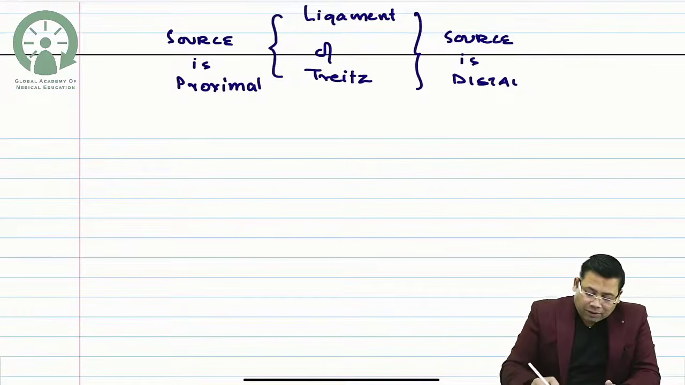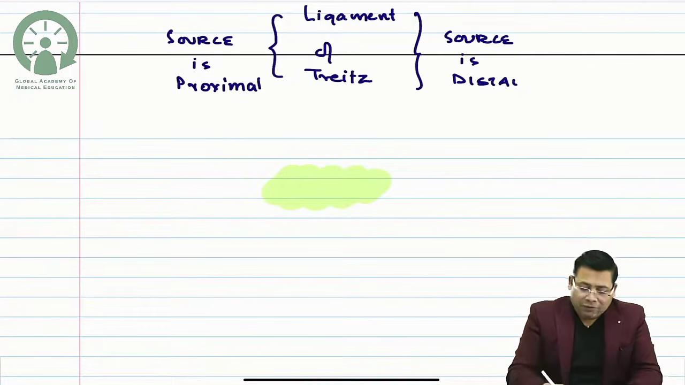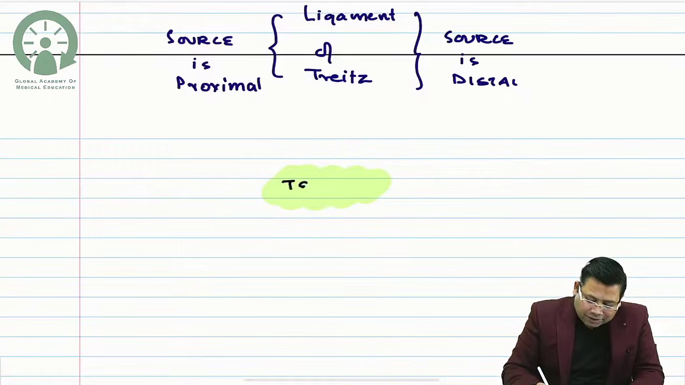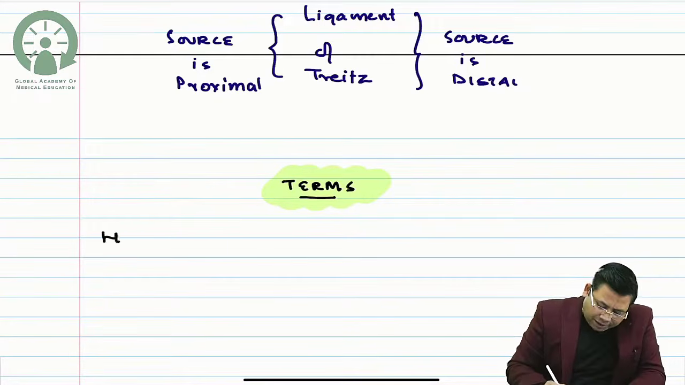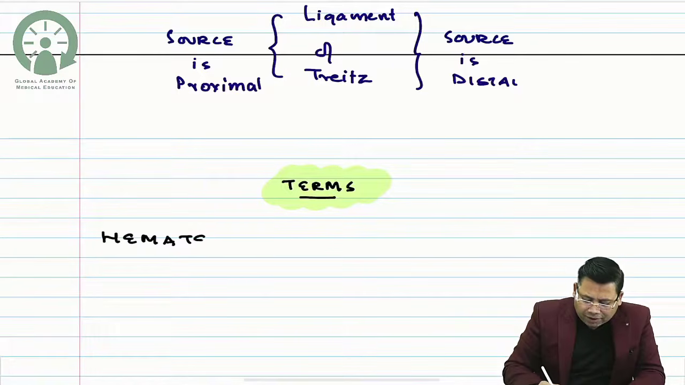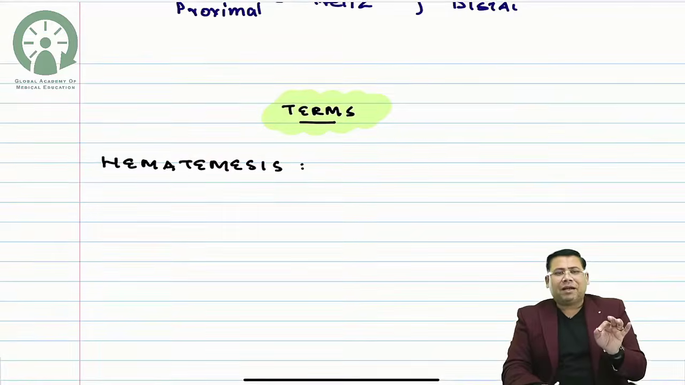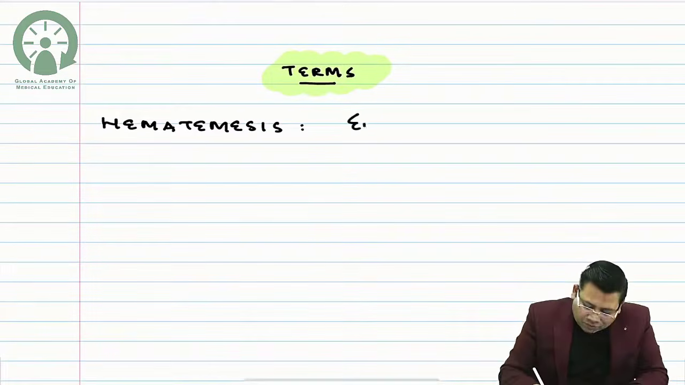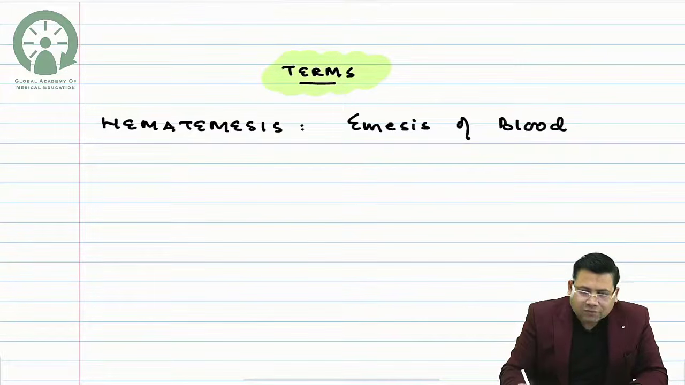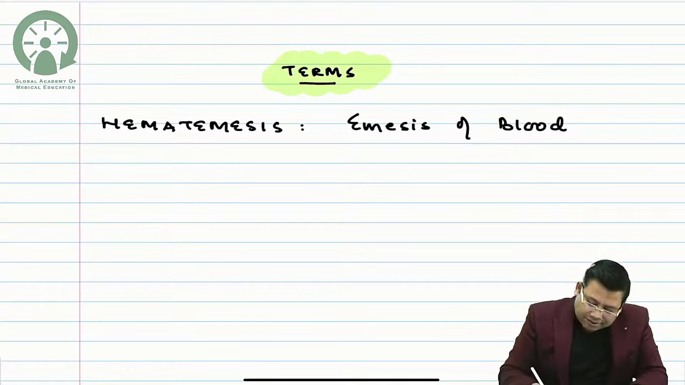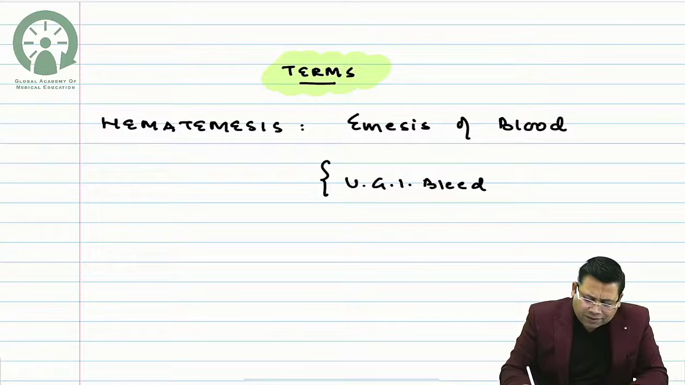Now we have to understand the frequent terms we use in context with GI bleeds. First is hematemesis. What do we mean by hematemesis? It's a very simple, straightforward term: hematemesis means emesis of blood. Whenever there is emesis of blood, that is known as hematemesis, and this is always an upper GI bleed.